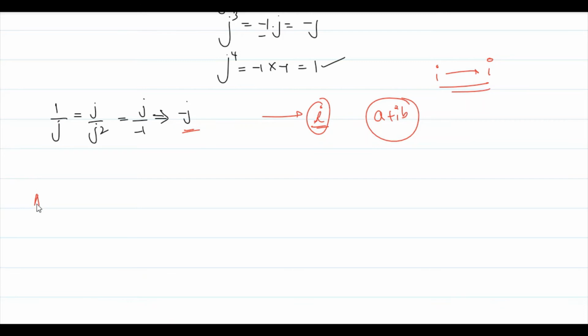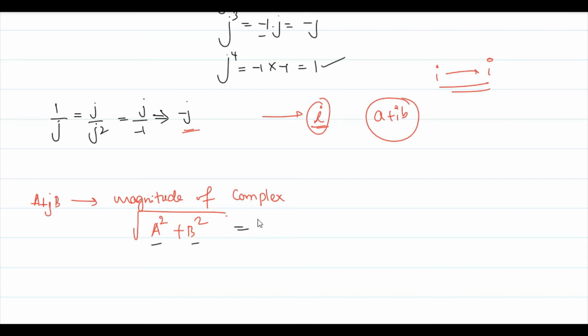The magnitude of any complex number can be calculated as follows. If this is a + jb, then we calculate the magnitude of this complex number. The magnitude of a complex number is the square root of the sum of the squares of their individual values. That is, the square of the imaginary part and the square of the real part. So this is called the magnitude of this complex number. If I represent this complex number as z, this is called the magnitude of the complex number z.